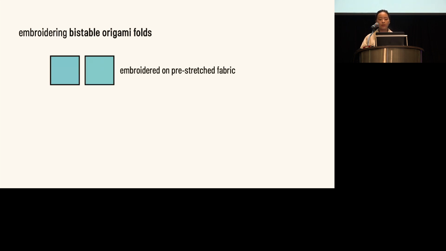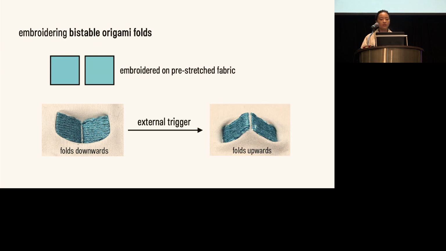We realized out-of-plane shape changes through bistable origami folds that buckle out-of-plane by embroidering on pre-stretched fabric. When you embroider two adjacent patches on pre-stretched fabric, the fabric around the patches would contract and cause the patches to naturally fold downwards to create a valley shape. Then by applying some external force, such as manually flipping the fold, the patches can also fold upward to create a mountain shape.